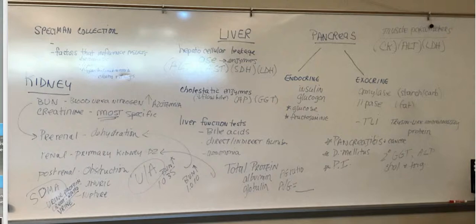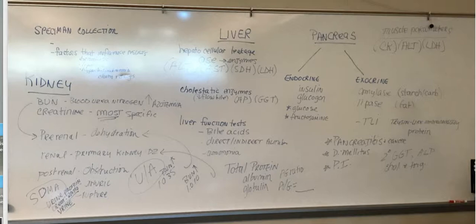Creatinine is a test that more specifically addresses the kidneys. Creatinine is an actual product of muscle metabolism, but it's excreted exclusively through glomerular filtration. So the presence of creatinine in the blood can be more specific for kidney problems.